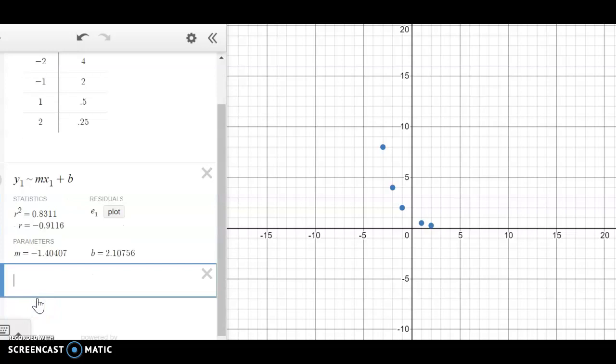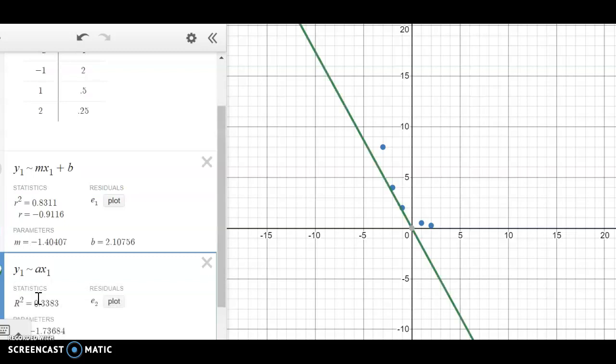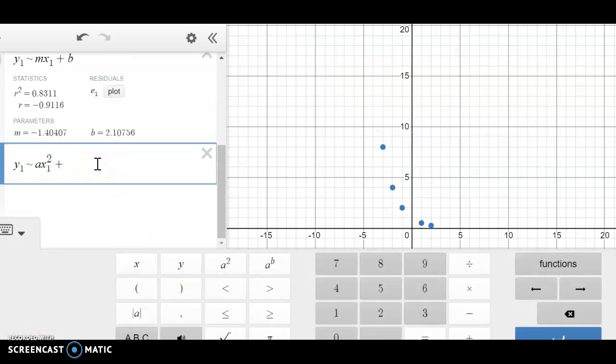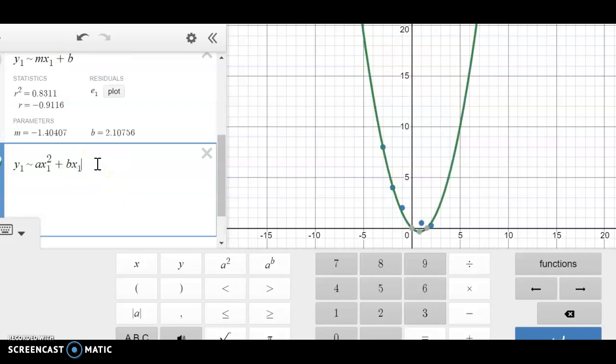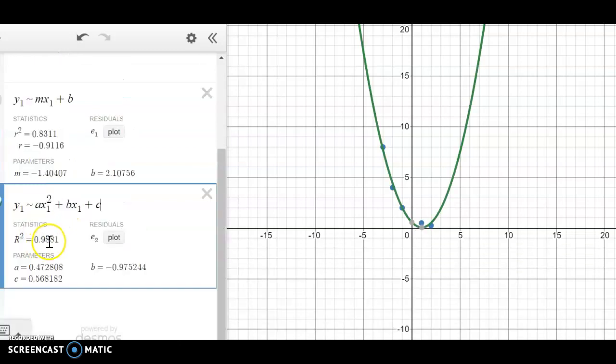I'm now going to do y1 tilde ax1 squared plus bx1 plus c, and I'm going to look at my r squared, and that's a 0.98, so 98% of them fit. So between linear and quadratic, I like quadratic better than linear.